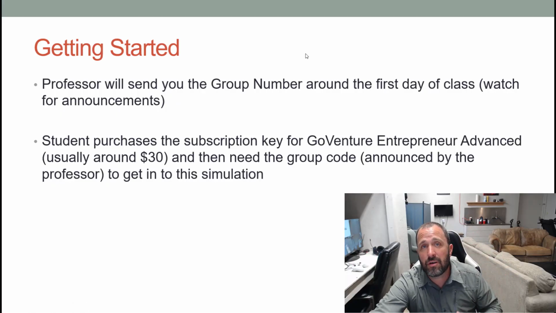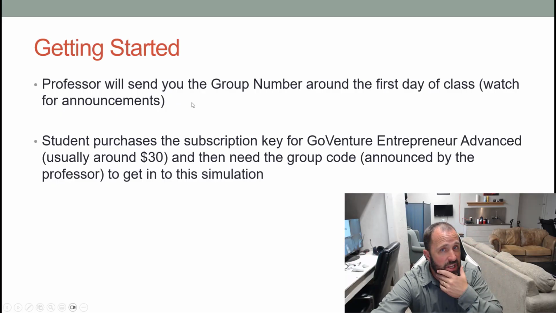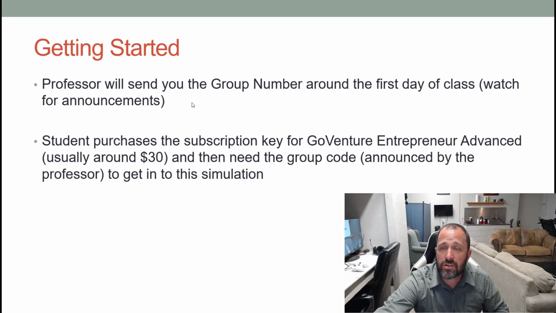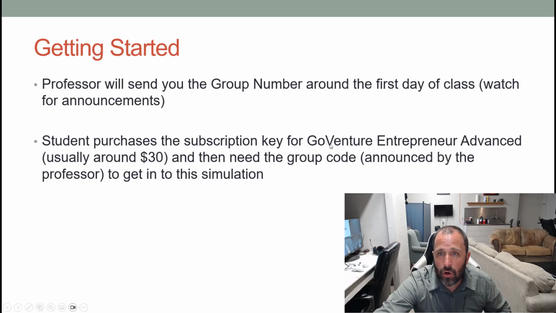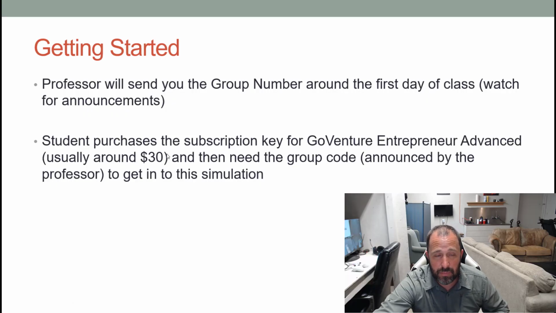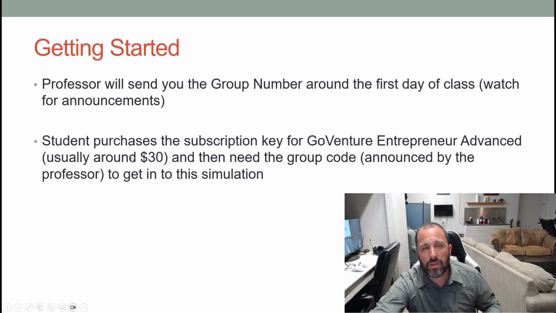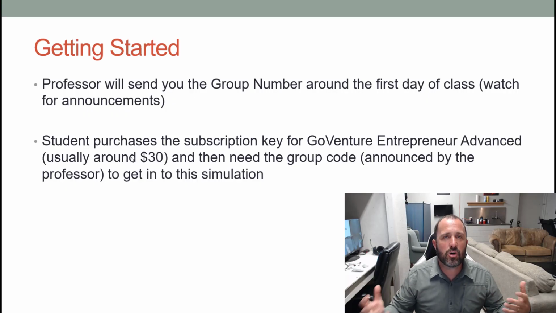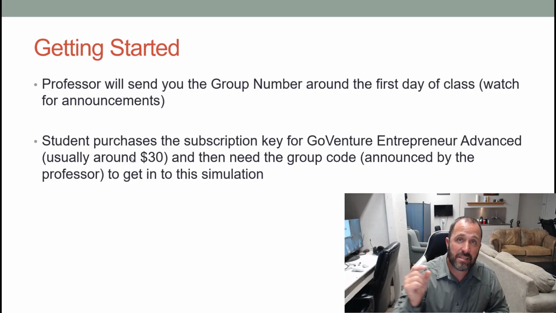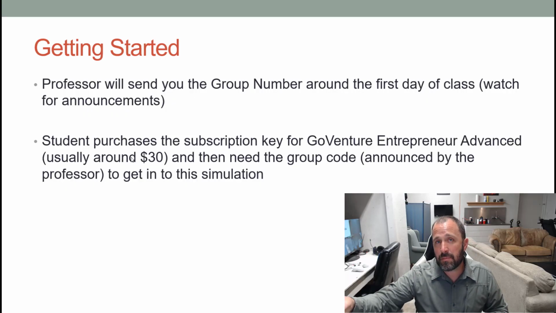But to kick it off, I'm going to send you a group number around the first day of class. You will go on to GoVenture, and you'll get the product Entrepreneur Advanced. It's usually around $30, which is way cheaper than a textbook, but it's still $30 any way you spin it. That will give you a subscription key, which basically means I own this product. And then I'm going to send you our group number, and that tells you which game you're going to play.